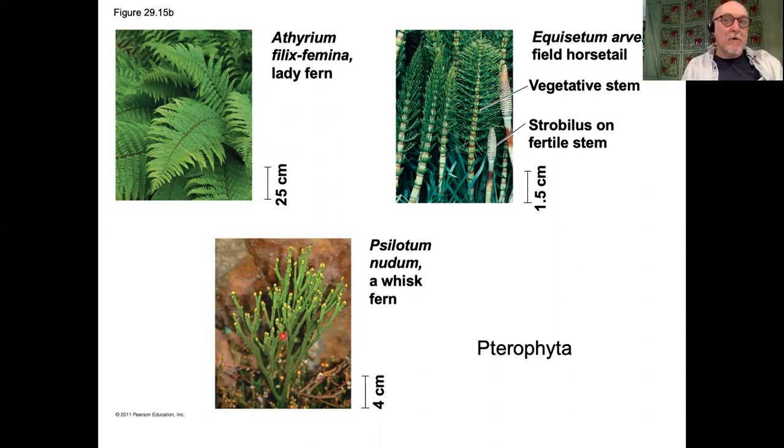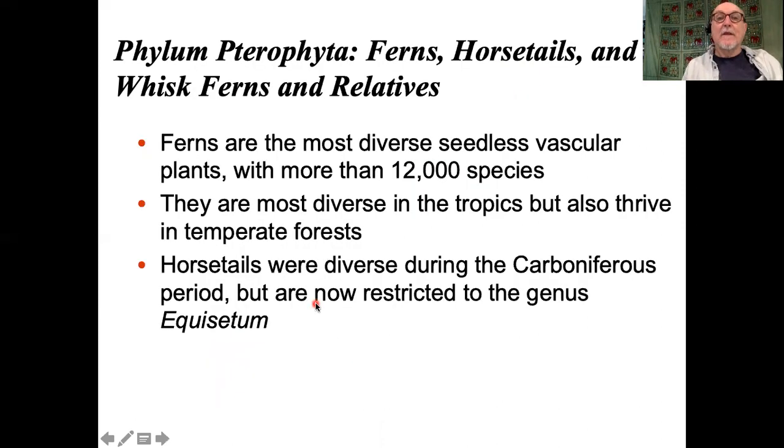Whisk ferns are also a group that sometimes are weedy, but the horsetails are really of great interest to us because they're another group that once upon a time formed huge tree-like forms in the Carboniferous. These were major contributors to coal, for example. So these are true ferns, the horsetails, and then these are the whisk ferns.